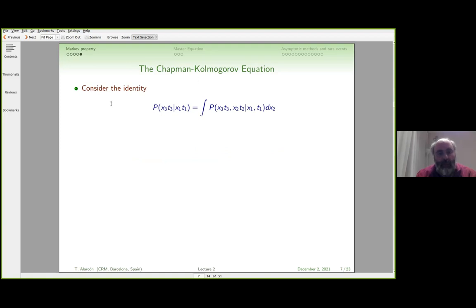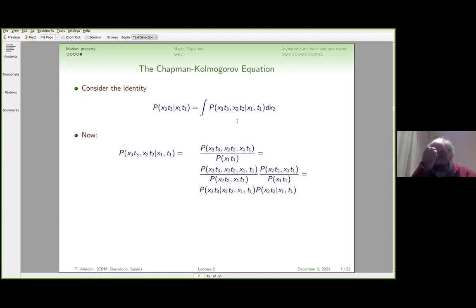To derive this, we start by considering this identity. This identity is just the marginal probability. Everybody is familiar with these things, this is first course probability theory. If nobody complains, I will assume that everybody understands this. So we express this transition probability in terms of this quantity here, just by integrating over all the intermediate states.